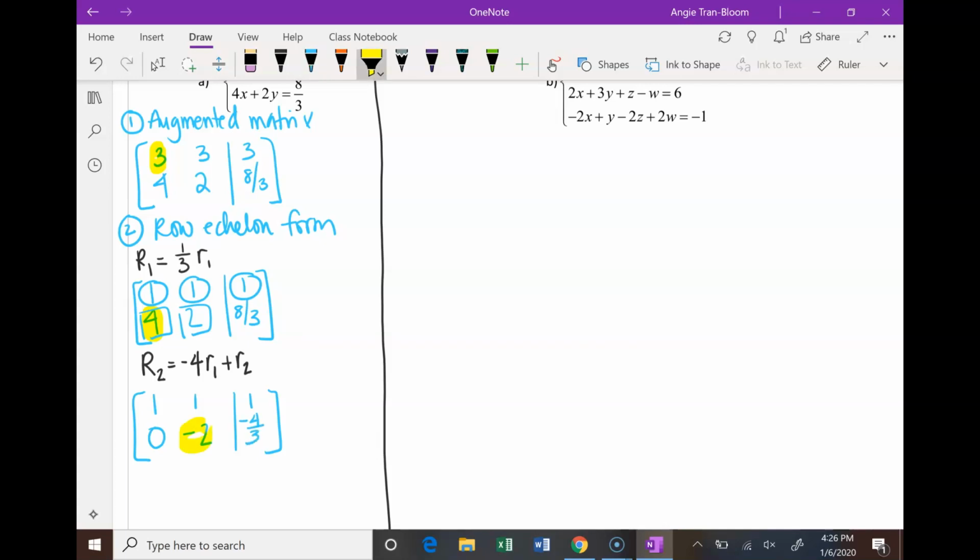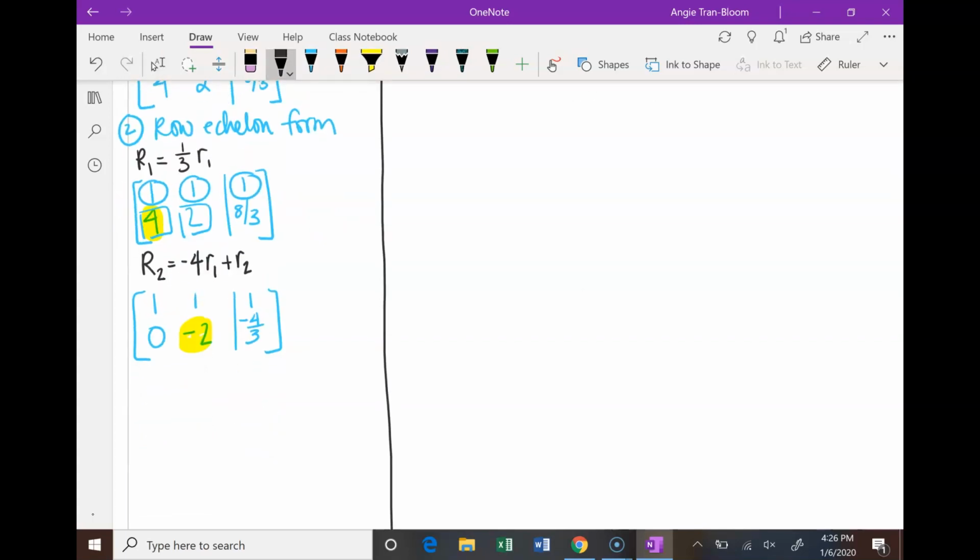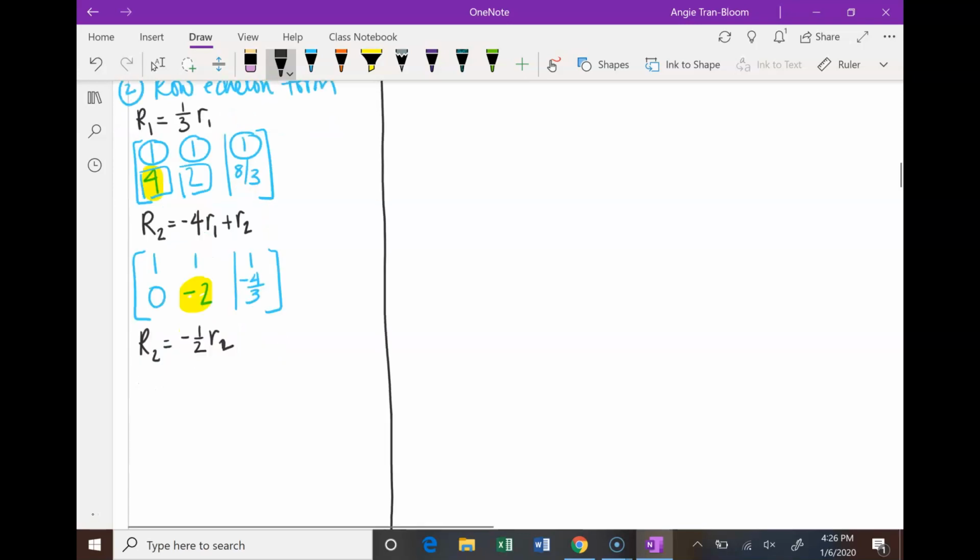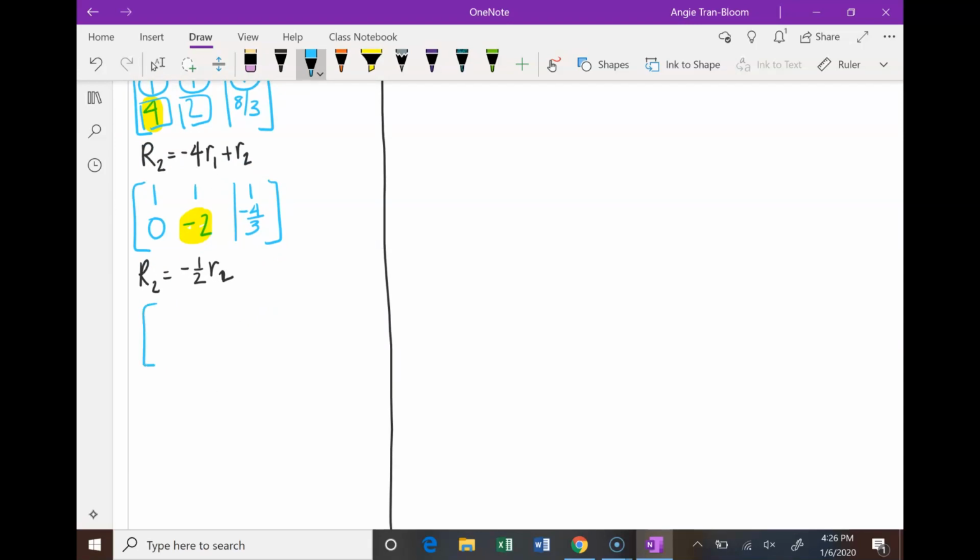Almost there. We now just have to change this into a 1. So that's changing row 2 again. To get that into a 1, I'm going to multiply by its reciprocal, -1/2. When you change 1 entry in row 2, you have to change all of its entries. So row 1 again remains unchanged: 1, 1, equals 1. 0 times -1/2 is 0. -2 times -1/2 is 1. -4/3 times -1/2 is positive, and that will give us a positive 2/3.